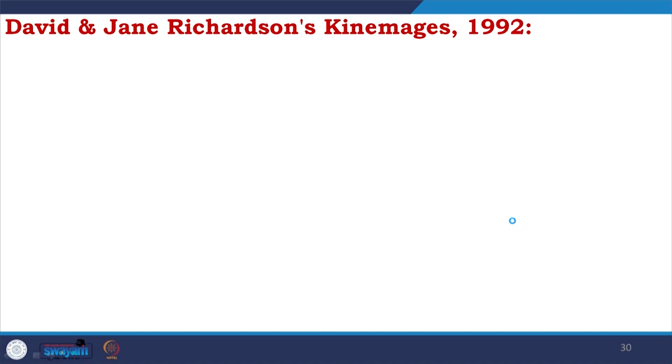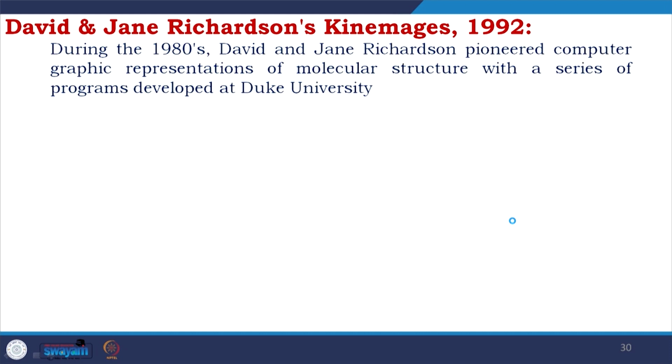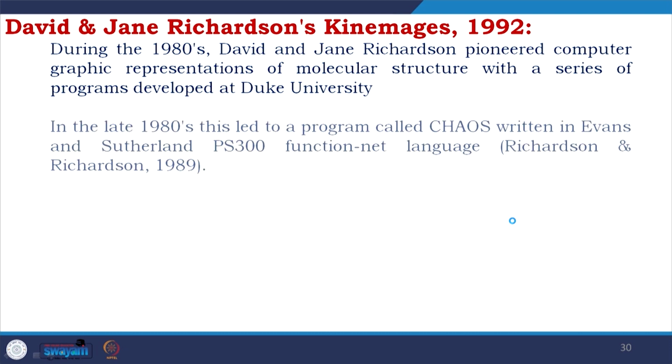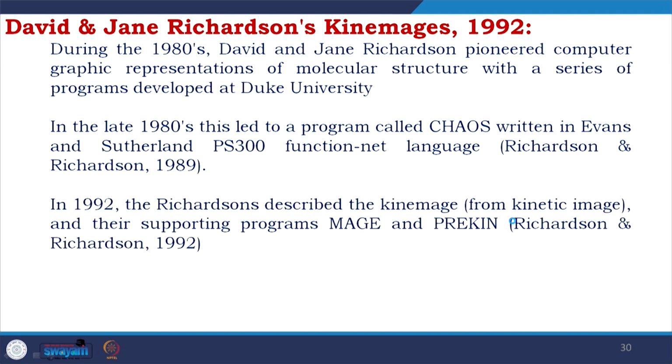Coming to David and Jane Richardson, whom we have talked about earlier, and Kinemage images. During the 1980s, David and Jane Richardson pioneered computer graphic representation of molecular structure with a series of programs developed at Duke University. In the late 1980s, this led to a program called CHAOS, written in Evans and Sutherland's PS300 function net language. In 1992, the Richardsons described the Kinemage, from kinetic image, and their supporting programs Mage and Prekin.